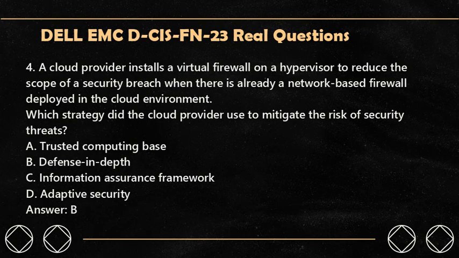4. A cloud provider installs a virtual firewall on a hypervisor to reduce the scope of a security breach when there is already a network-based firewall deployed in the cloud environment. Which strategy did the cloud provider use to mitigate the risk of security threats? A. Trusted computing base. B. Defense in depth. C. Information assurance framework. D. Adaptive security. Answer: B.